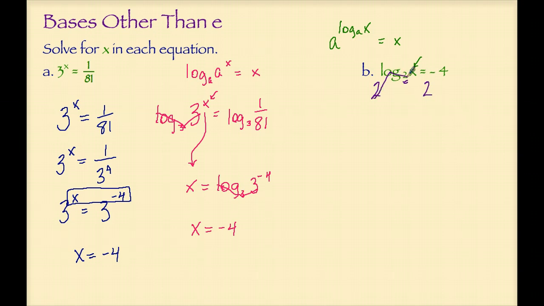Now 2 to the log base 2, that cancels out as they are inverse functions, and x drops out of that argument. On the right side, I have 2 to the negative 4. So x is equal to 1 over 2 to the 4th power. Therefore, x is equal to 1 over 16.